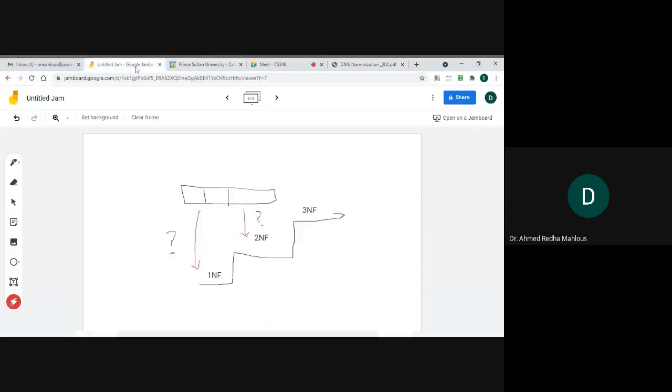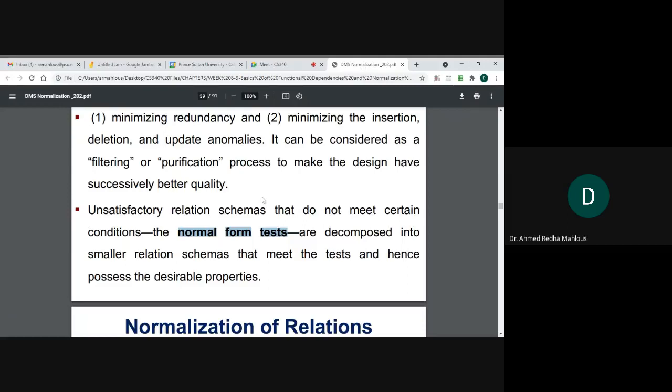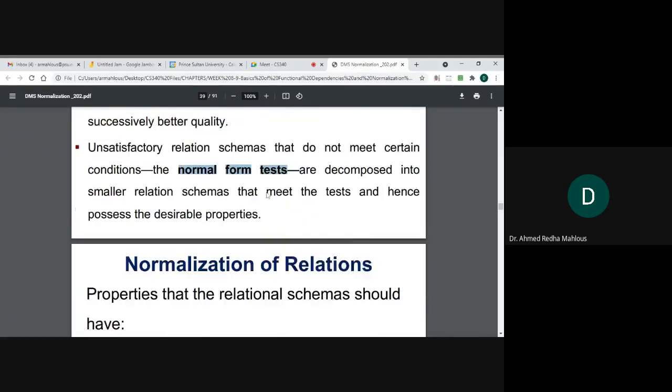I can give my relation 2 points, but I cannot give it 3 points. Why? Because based on some conditions of 3NF, those conditions are not verified. If I want to make it 3NF, I have to make sure my relation schema meets those conditions in order to say that my relation schema is 3NF.